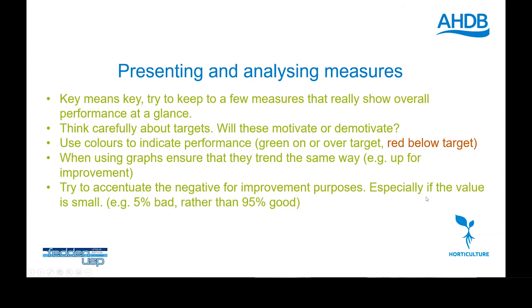So I just wanted to quickly talk about presenting and analysing measures. I think I've mentioned the first point already, that key means key. So key performance indicators: try to keep to a few. When you were talking about 6 to 12 measures, that feels about right in terms of key performance indicators for a process. So don't have 20 odd. What are the key ones that give you an indication? As you were talking about, those 1 or 2 things around quality, those 1 or 2 things around delivery, etc. Try and keep it focused on the few.